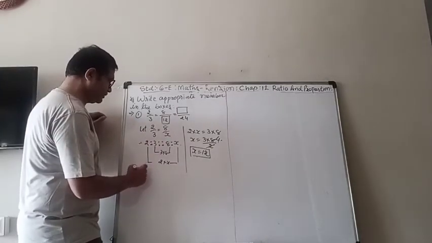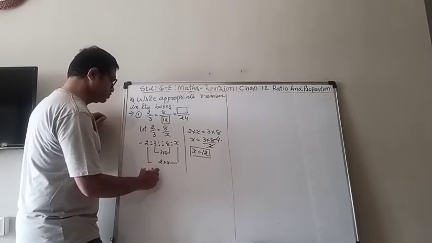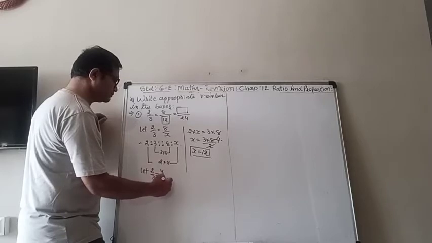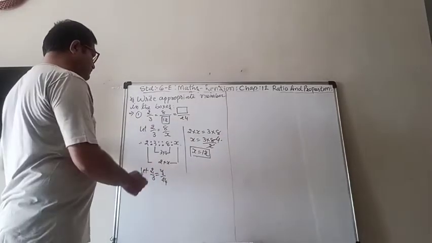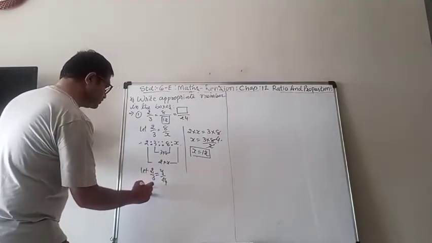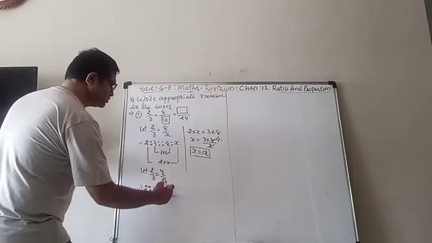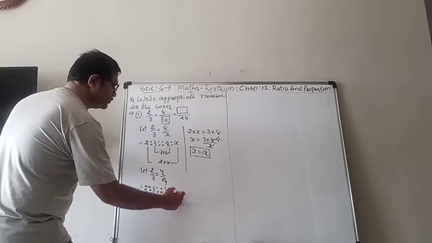Now again, let 2/3 is equal to, say, y upon 24. Similarly, we will do the same thing here. Therefore, 2:3 is in proportion to y:24.